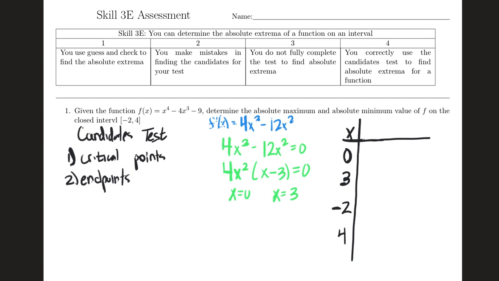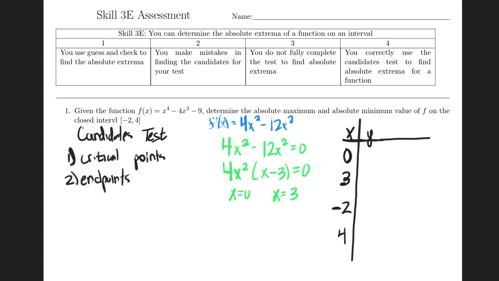I just want to plug these in and get my y value, whatever the smallest y value is. I'm looking for the absolute max and min. So the smallest y value is going to be the minimum. The biggest is going to be the maximum. Again, for practice in terms of doing this on the test, use a calculator. Make this part a little bit simpler on yourself rather than making a potential arithmetic mistake, even though you did all the other work correct.